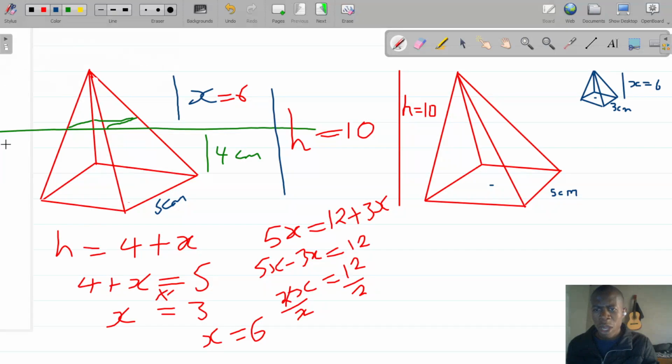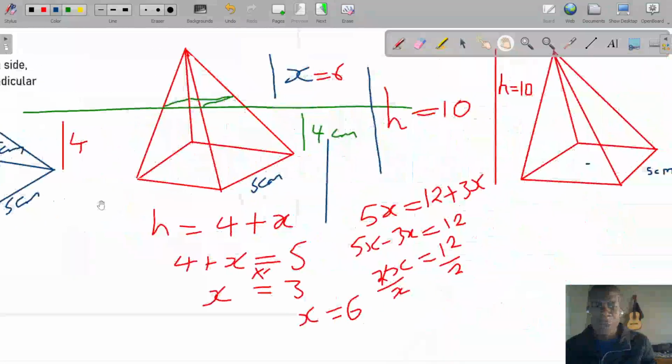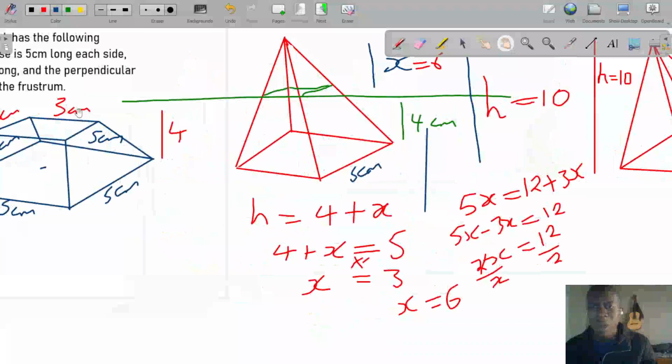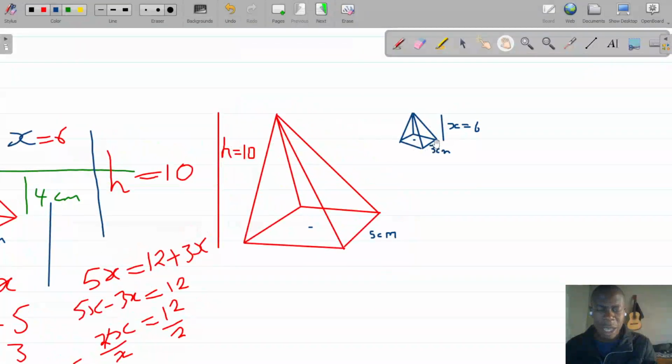So the original pyramid had height of 10. So this is the original pyramid, which is x plus 4 as we instructed here. So the original height was 10. We have a base of 5 centimeters from the question here. Then there is the top part that was cut. It was cut from a point where the base was 3 centimeters, so that's why we are having 3 centimeters here. And x, which is the height of the part that we don't know, is 6 centimeters.